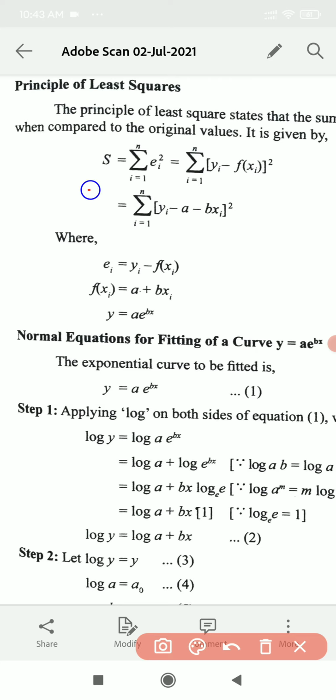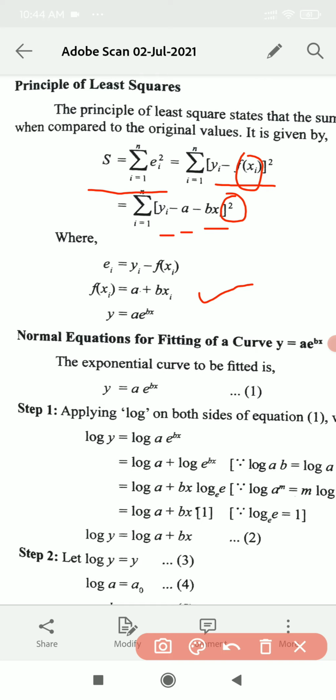It is S equal to summation of ei square. We write the summation of ei square as yi minus f of xi. So this f of xi is nothing but a plus b xi. So here, students, we write it as yi minus a minus b xi, whole square. This is the principle of least square.